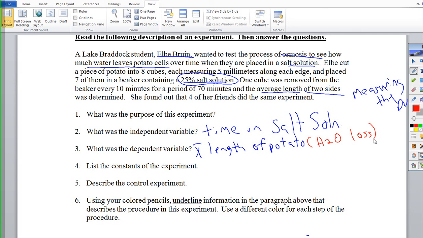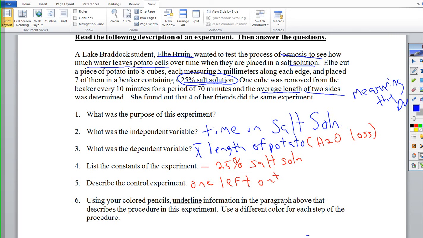Okay, constant. The most important constant, yes? The amount of 25% salt solution. Exactly. The 25% in each contained beaker. Salt, I'm going to write this, solution. All right? What about the control? She leaves one out. Okay, so the one left out, I'll accept that. The one left out, or you can say the one not put in the salt solution. Okay.